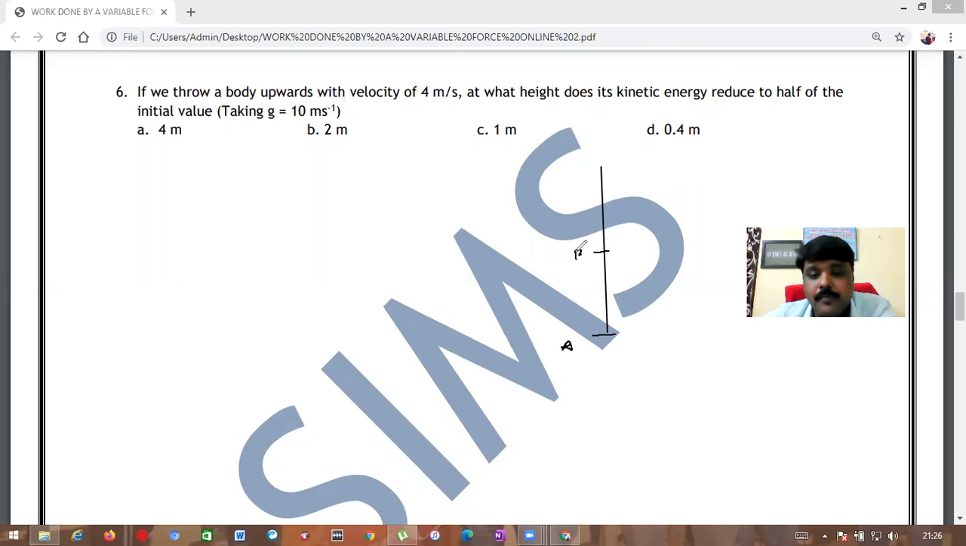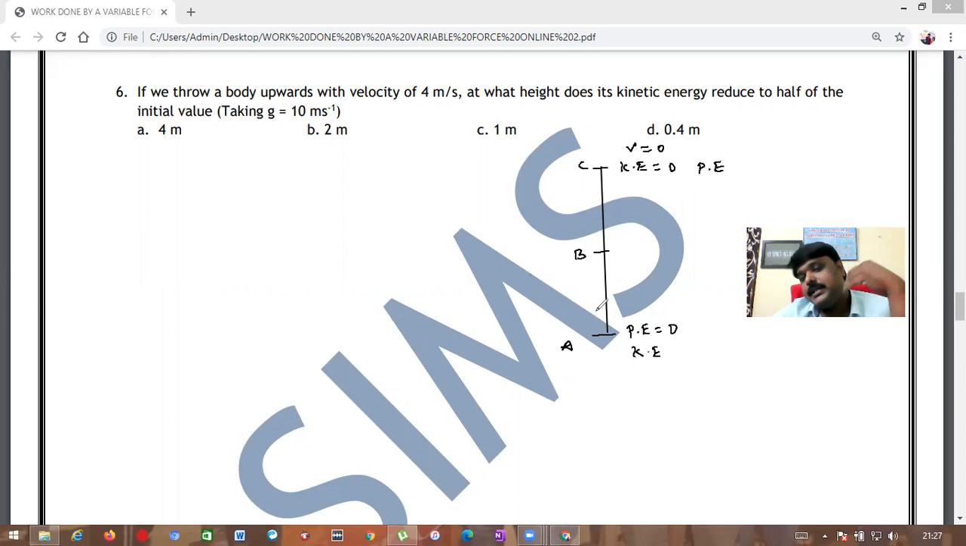This one is B, and this position, let us say C. Initially, whenever the object is thrown vertically upwards with some velocity of 4 meters per second, here, as it is on the surface, its potential energy is zero, but there is some kinetic energy. At the maximum height, as the velocity of the object is zero, we have kinetic energy as zero, but the object only possesses potential energy.